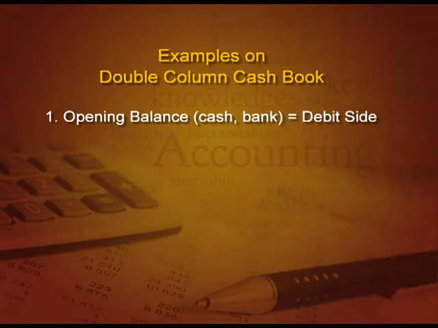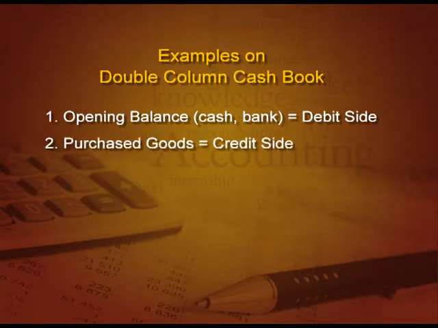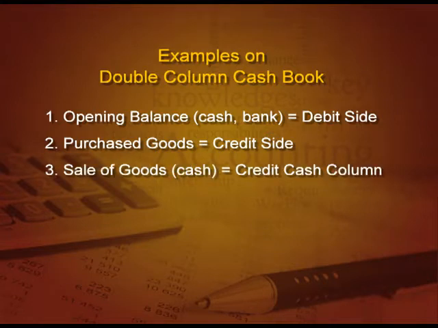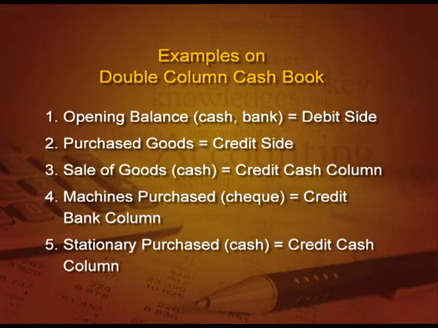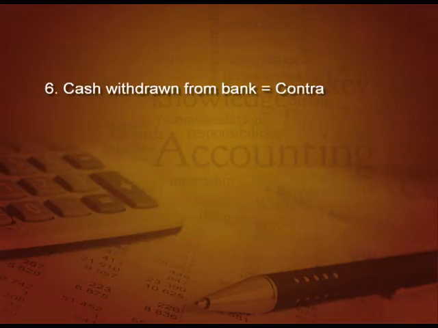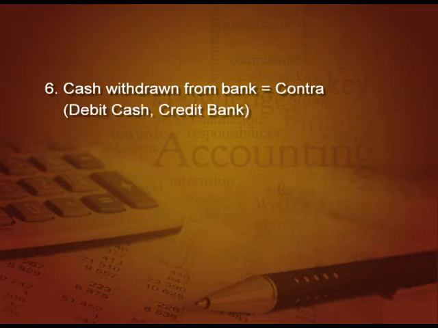Opening balance, cash and bank will come on the debit side. If we purchase the goods, it will come on the credit side. If we sell the goods in cash, it will be on the debit side of cash column. If the machinery is purchased by check, it will be on the credit side bank column. Similarly, if we purchase stationery in cash, it will be on the credit side cash column, and when we withdraw cash from the bank, it will be a contra entry, debit in cash, credit in bank, right.